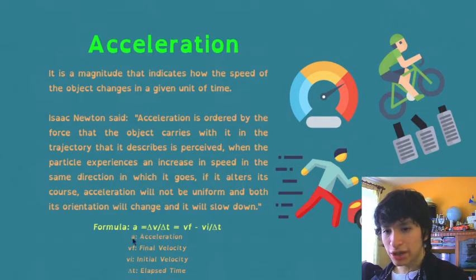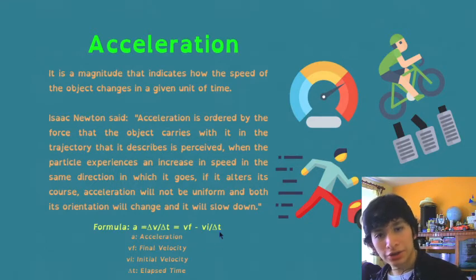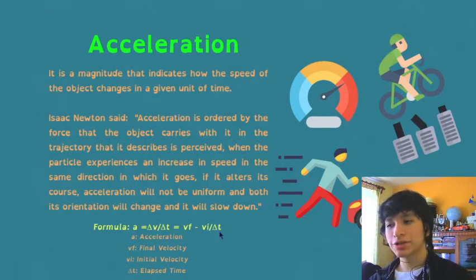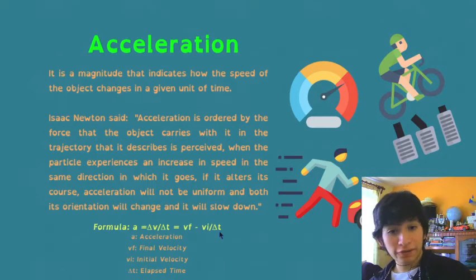The formula in this case is acceleration equals change in velocity over elapsed time, and can be translated to final velocity minus initial velocity over time. And velocity is a vector quantity. Consequently, acceleration is also a vector. Representations from real life are many. When we increase our speed when walking, a car that accelerates after a traffic light, a cyclist that goes up a slope, etc.